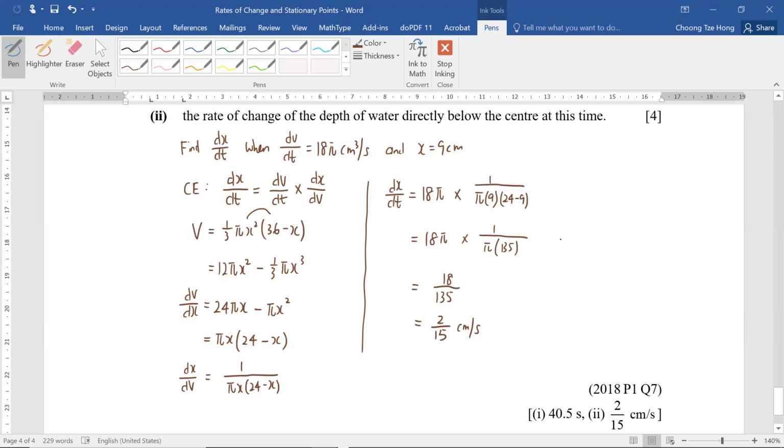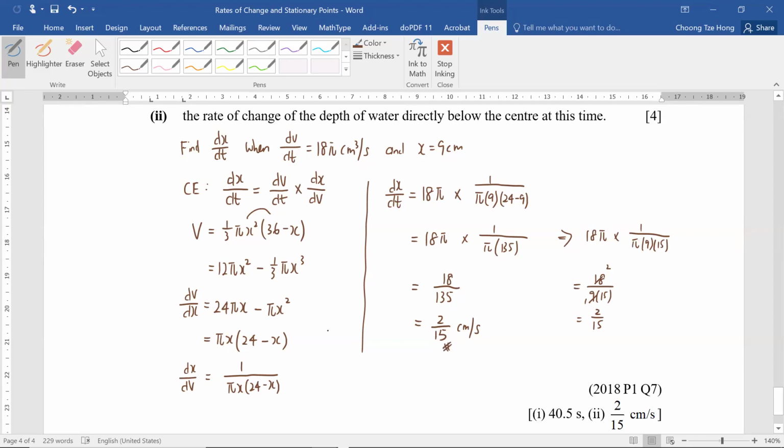Actually, you may not need to multiply that out. You can do it this way also: 18 pi times 1 over pi, right? Then 9 times 15. The pi cancels, so 18 over 9 times 15. The 9 and the 18 will just cancel, so you get 2 over 15. So you may not need to compute this 135 in the first place. This is how you solve the rate of change question.